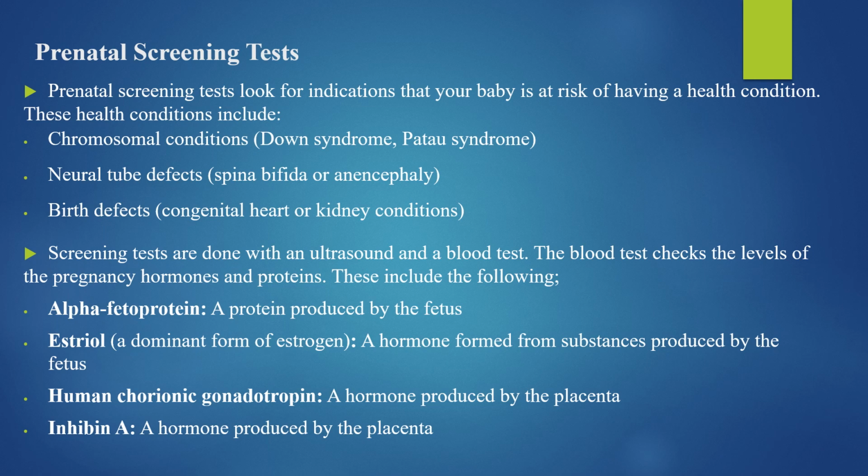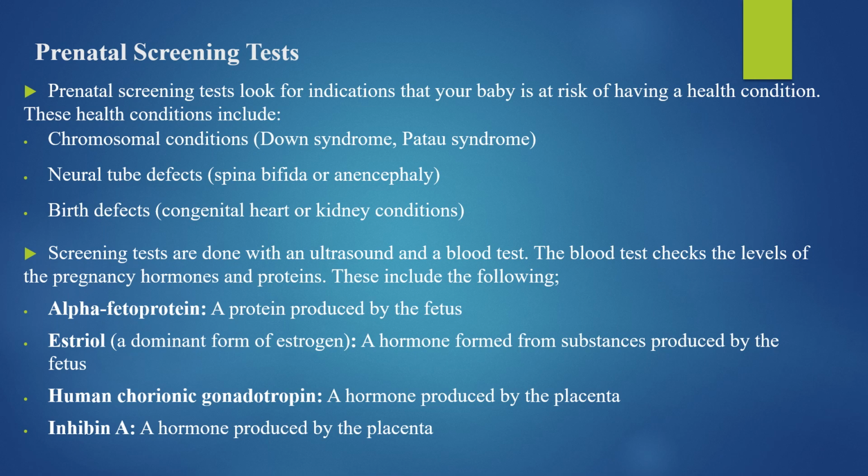Now, prenatal screening tests look for indication that your baby is at risk of having a health condition. These health conditions include chromosomal conditions such as Down syndrome, Patau syndrome, the neural tube defects, spina bifida, and then anencephaly. Now, you can also have birth defects, that is congenital heart or kidney conditions. So these are prenatal screening tests.